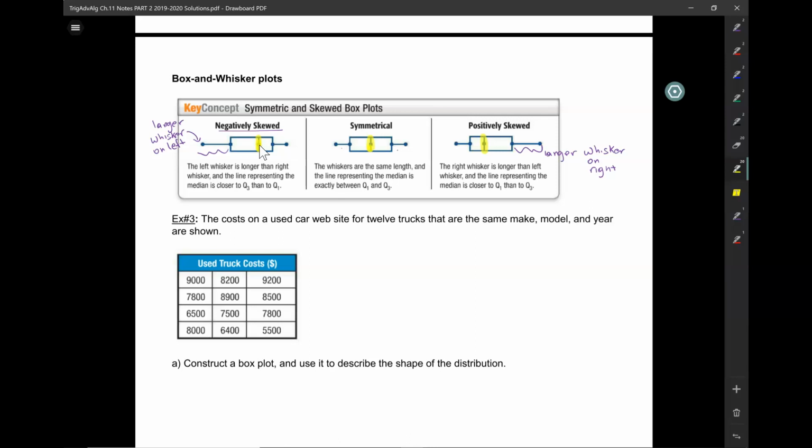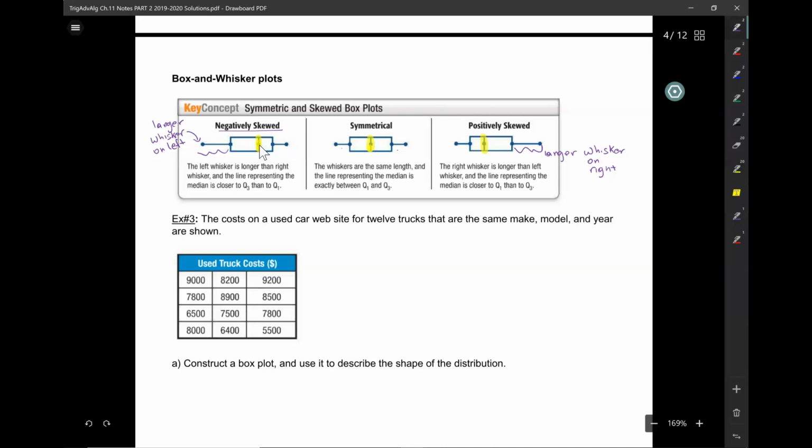Right? So think of the longer whisker as pushing away the median. Think of it that way. And then in the case of the symmetrical, if both whiskers are pushing at the median equally, then it's in the middle. Okay? All right.